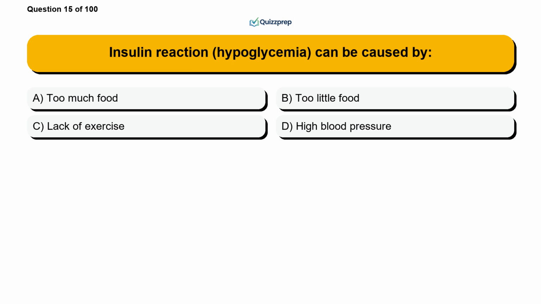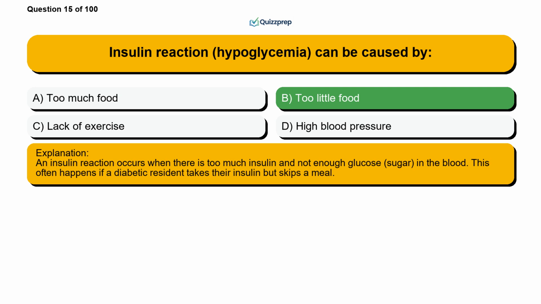Question 15. Insulin reaction, hypoglycemia, can be caused by option A, too much food, option B, too little food, option C, lack of exercise, option D, high blood pressure. The correct answer is option B, too little food. An insulin reaction occurs when there is too much insulin and not enough glucose, sugar, in the blood. This often happens if a diabetic resident takes their insulin but skips a meal.